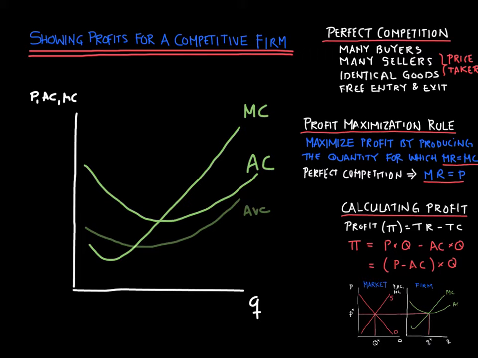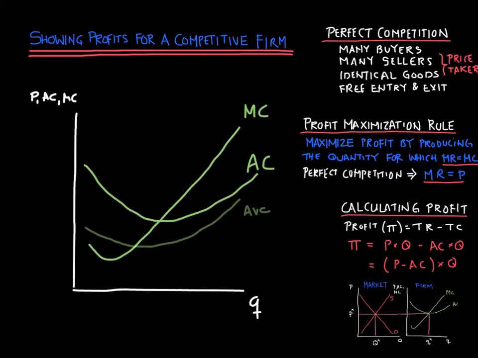Hello. We just want to discuss how to show profits for a competitive firm. A competitive firm exists in a perfectly competitive market. Perfect competition says that there are many buyers, many sellers, identical goods, and free entry and exit. You might even add perfect information.